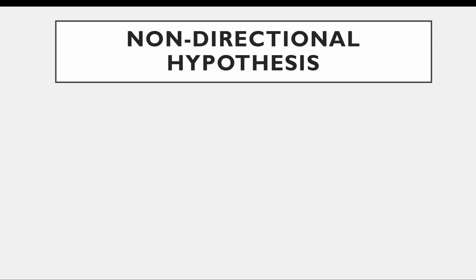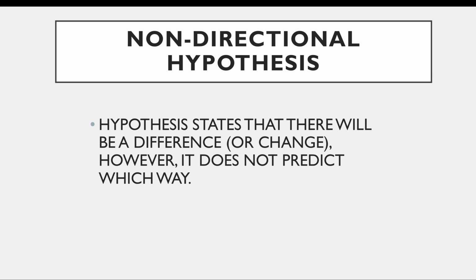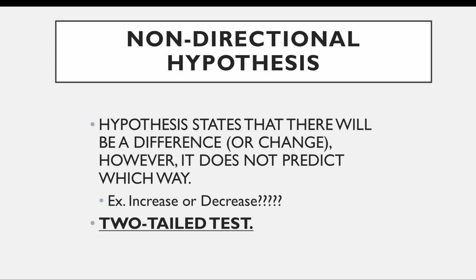We have also the non-directional hypothesis. When it's not directional, it states that there will be a difference or change. However, this is the key. It does not predict which way it's going to go. So you don't know if it's going to increase, you don't know if it's going to decrease. All you know is that there's going to be a difference, there's going to be a change, there's going to be an impact. In that case, we are going to be doing a two-tail test.